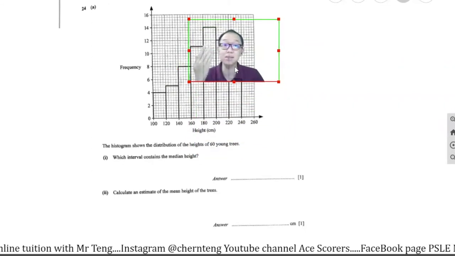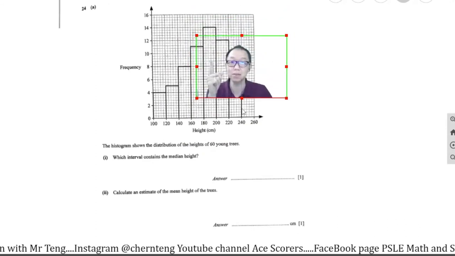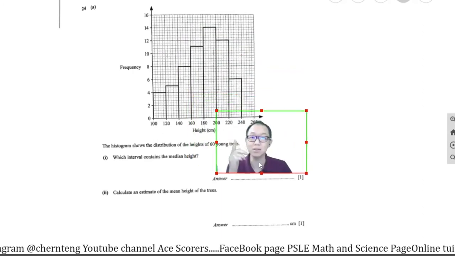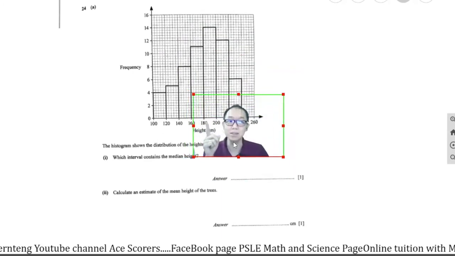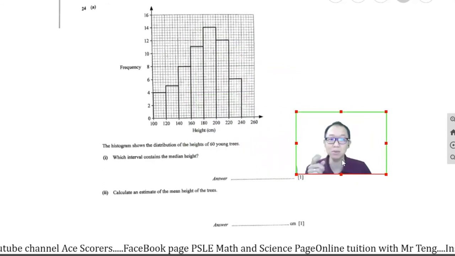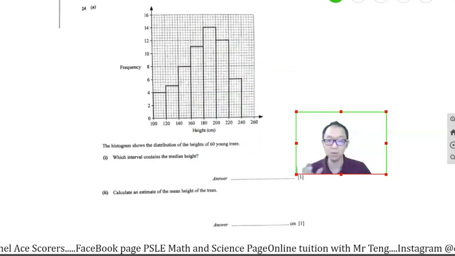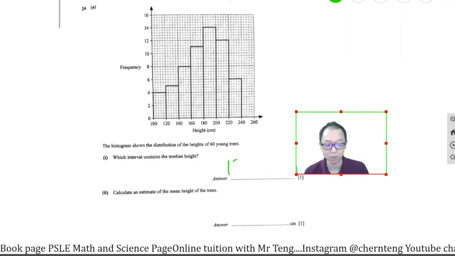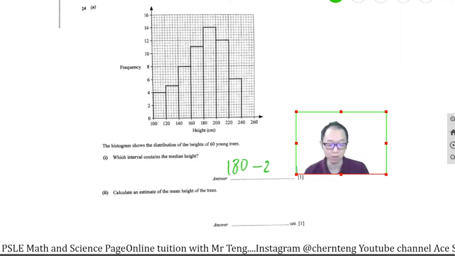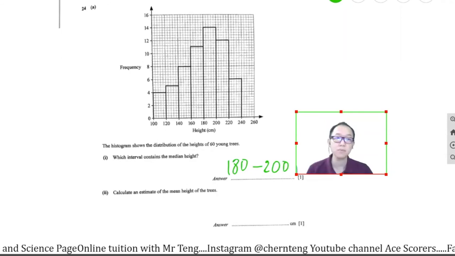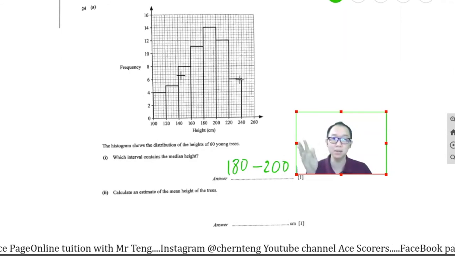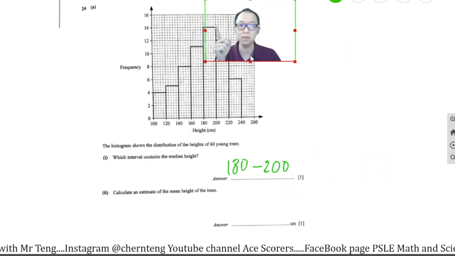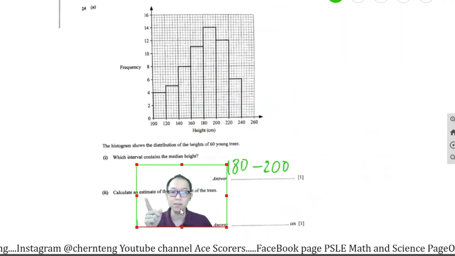That means the 30th tree will be somewhere here. It falls under this category. Do you understand? So you got to count the 30th tree. The 30th tree is at this category, right? So the answer that we want to put in, we have to give the gap. Just like you say 180, not correct, right? It's between 180 to 200. You've got to give the gap, right? So it's between 180 to 200. So it's here, in this histogram, this distribution. So next, calculate an estimate of the mean height.